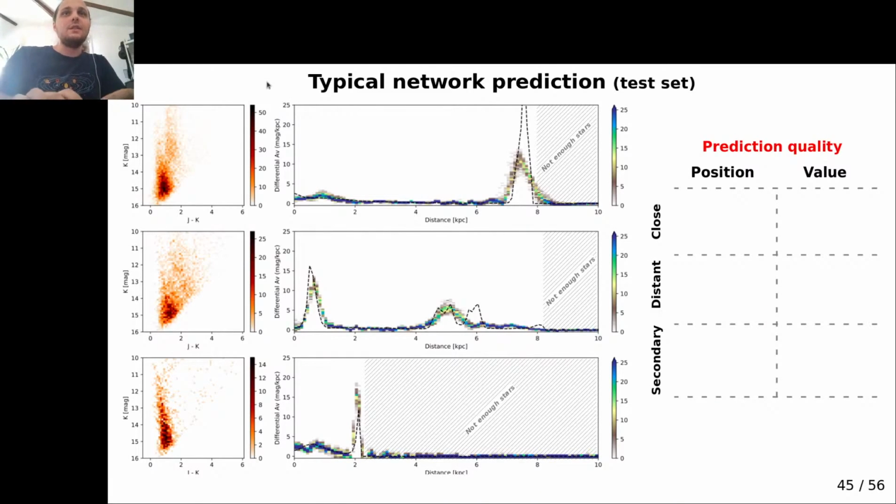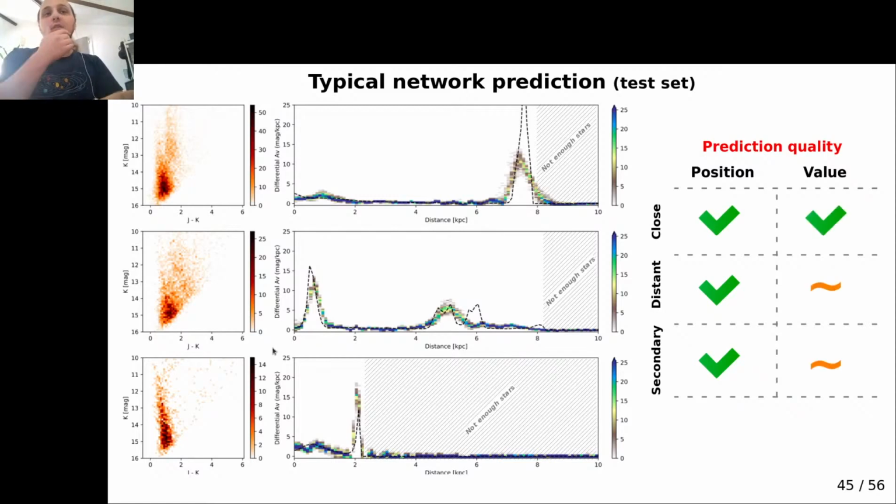So those are typical network predictions using the modeled extinct CMD. Here we have the target profile, which corresponds to the dashed black line, and the prediction of the network is in the form of a 2D histogram in the background. You can see a few things here. The first one is that in terms of position, we are always relatively accurate, which means that every time there is an extinction peak, we mostly reconstruct an extinction peak as well.